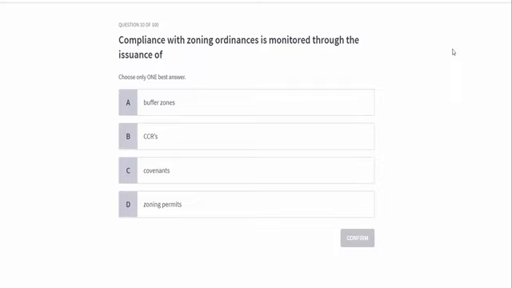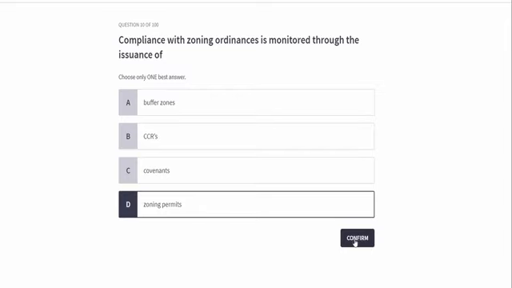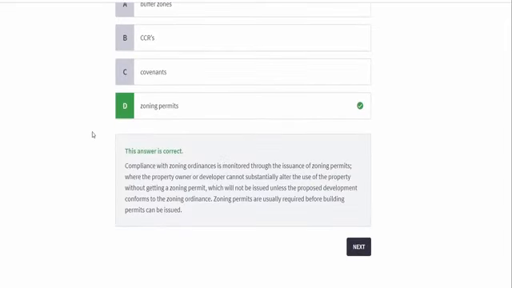Alrighty, hopefully you guys came up with the answer on this one. So what is our answer? It's going to be D. It is zoning permits. So compliance with zoning ordinances is monitored through the insurance of zoning permits, where the property owner or developer cannot substantially alter the use of the property without getting a zoning permit, which will not be issued unless the proposed development conforms to the zoning ordinance. Zoning permits are usually required before building permits can be issued.